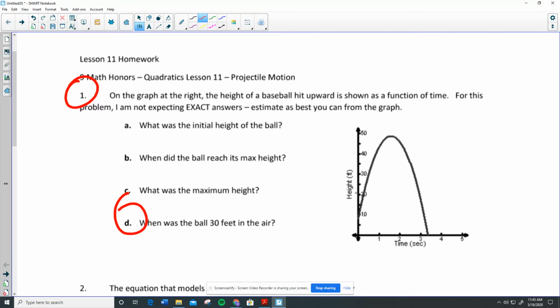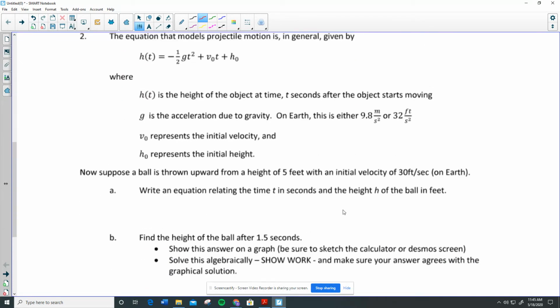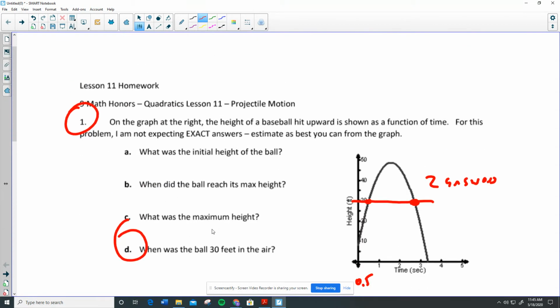When was the ball 30 feet in the air? What I'm seeing a lot of you do is give me one answer. A lot of people are just saying, oh, at about 0.5 seconds. The ball's at 30 feet in the air twice. So I'm looking for two answers here. All right, make sure you're giving me two answers. Most of you figured that out down here in section 2, but a lot of people were getting that wrong in 1D.